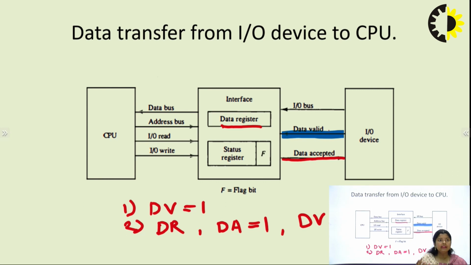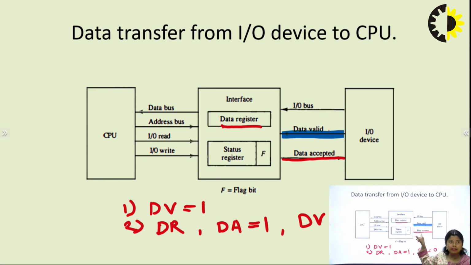Then, when the data register has some value, the flag bit of the status register will be enabled. This flag bit will be 1. It means the IO device, or peripheral device, has some data to transfer to the memory through the CPU, because in programmed IO the CPU is involved. So DV equals 1, and after that, whenever the data register has some value, the data accepted line will be enabled.